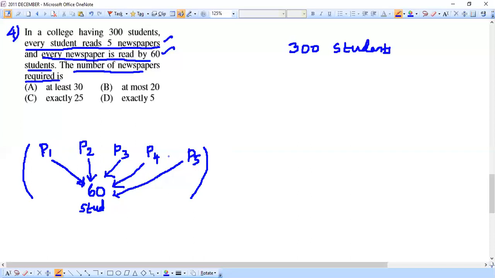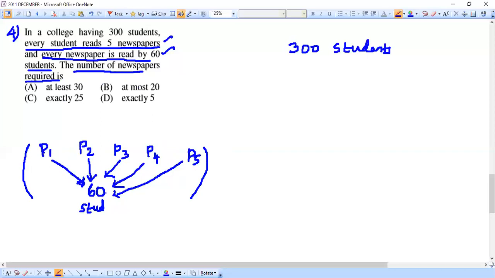Do you understand this? Only then are we able to satisfy the question's condition. See here, 5 newspapers and 60 students. Now they're asking how many newspapers are required. This is our question. So what can be done here? What next can we do here?